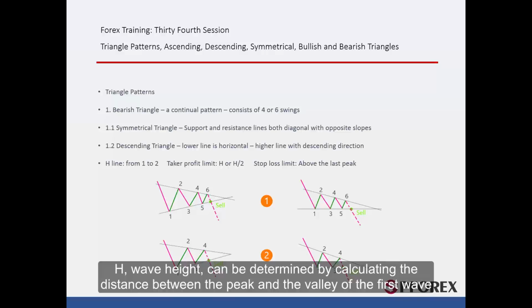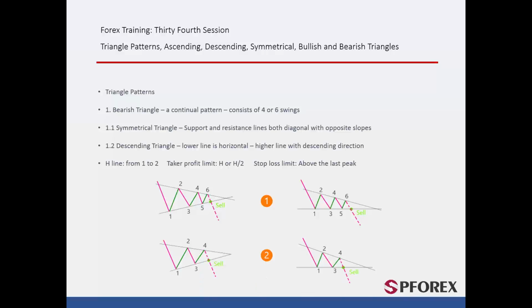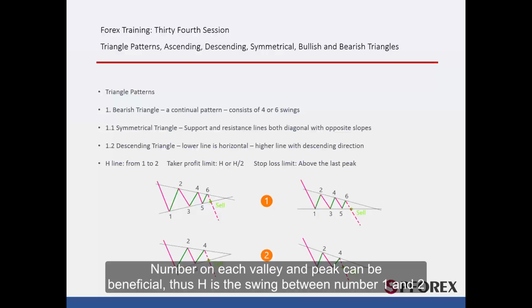H, wave height, can be determined by calculating the distance between the peak and the valley of the first wave. The number on each valley and peak can be beneficial. Thus, H is the swing between number 1 and 2.